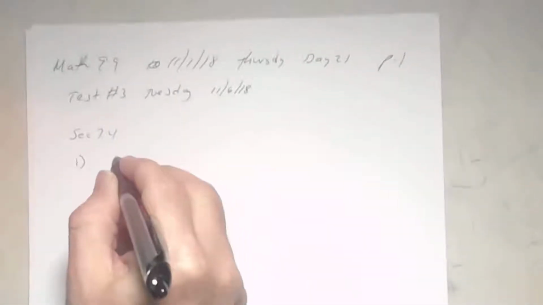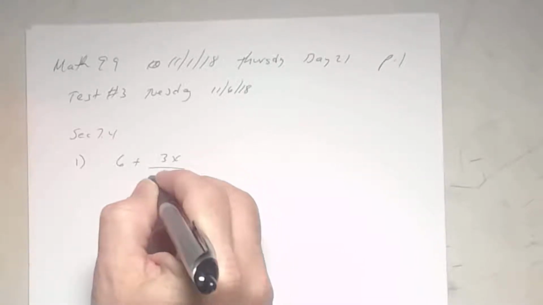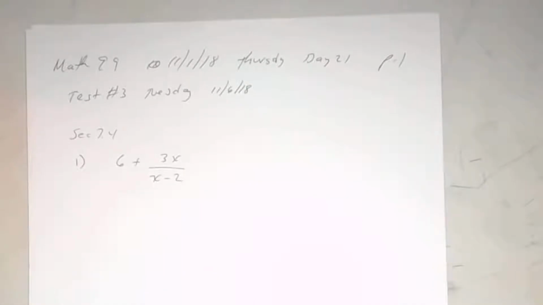Okay, let's look at number... All right, I'm gonna have to make this one up. Suppose we had this. Suppose we had 6 plus 3x divided by x minus 2, because it's got a whole number. This is gonna be like number 1.